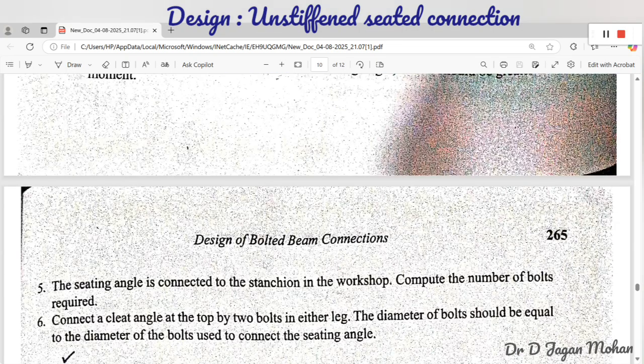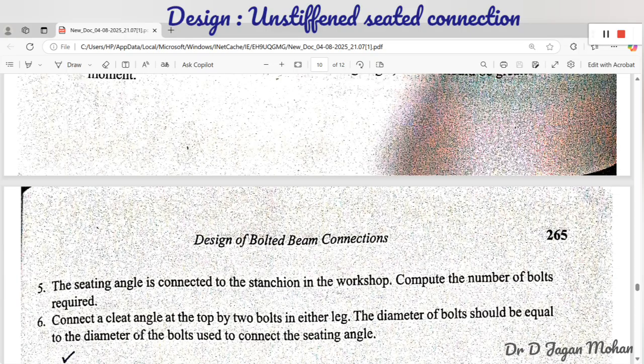Next, the seat angle is connected to the column, that is, the tension in the workshop, and find the number of bolts required for that. For the design of the bolts, shearing and bearing will be considered. At least one bolt will be considered for the required number of bolts.